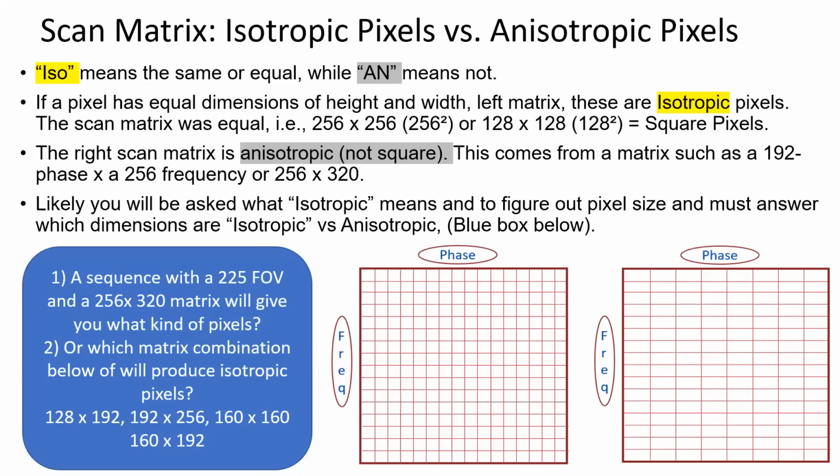Another question that was on the registry was, which matrix combination below will give you isotropic pixels? So you need to look at those and go, which one is which? Okay, so that would be the 160 by 160. Even though you're probably never going to scan a 160 by 160 matrix, it's going to answer the question that they asked you. Even though the answer doesn't seem right to you, and you think, I would never scan a 160 by 160, what planet are they on? It doesn't matter what planet they're on. Tell them what they want to hear.